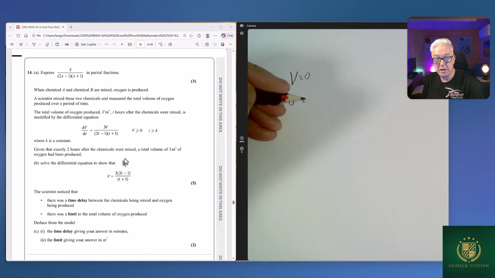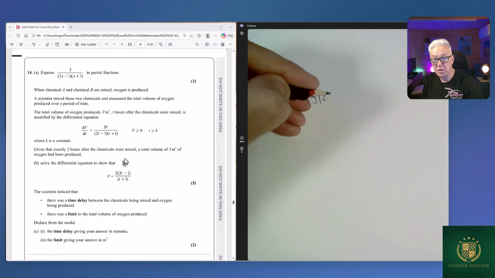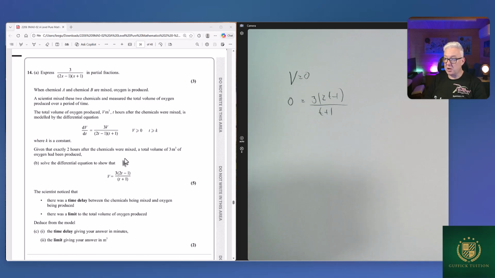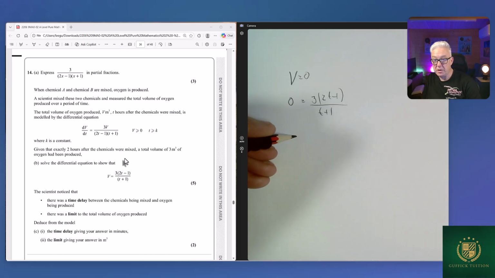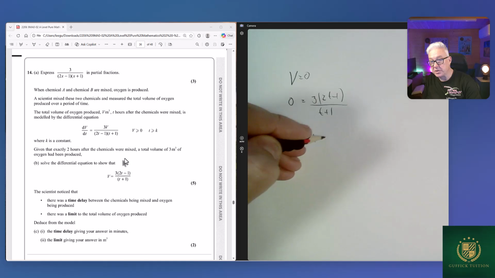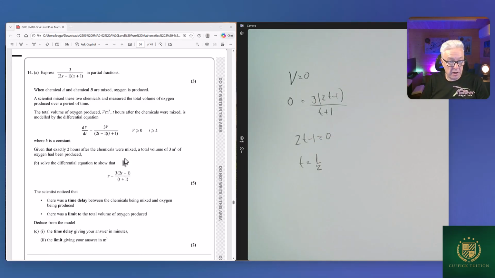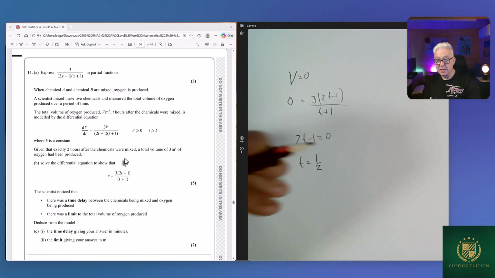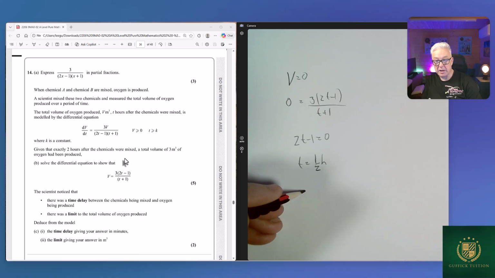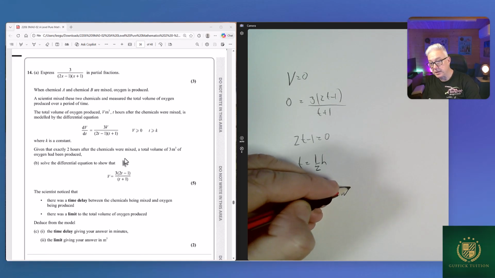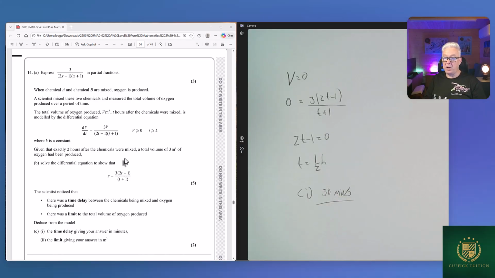So 0 is going to equal 3 times (2t - 1) over (t + 1). Now the only way this fraction can equal 0 is if the numerator equals 0. So we're basically saying that 2t - 1 has to be 0. So therefore t has to be a half. This time is in hours. Okay, but it says give your answer in minutes. So it's half an hour. So for C part 1, it's going to be 30 minutes is the time delay. And we work that out by setting v equal to 0 in terms of the volume.